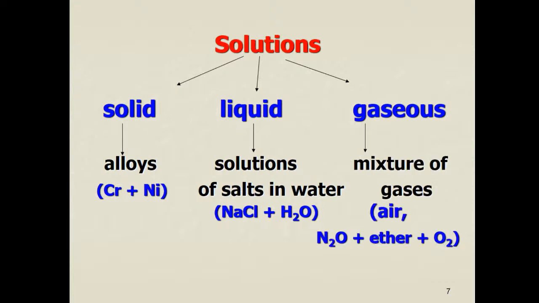Now for gases, a mixture of gases, for example gas anesthesia: more often we use laughing gas and oxygen, 50-50%, but there can be ether present, and the medium is air. Air here has the higher concentration, that's why it will be the solvent. But if they're 50-50%, it's our choice. Oxygen, usually we say it's the medium.